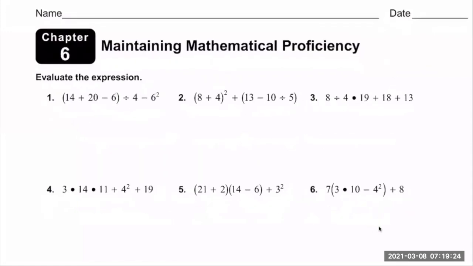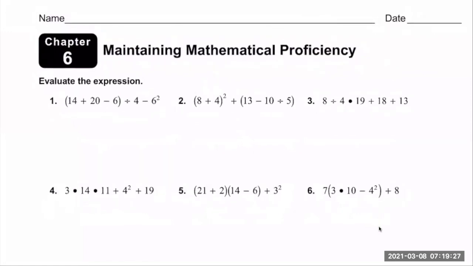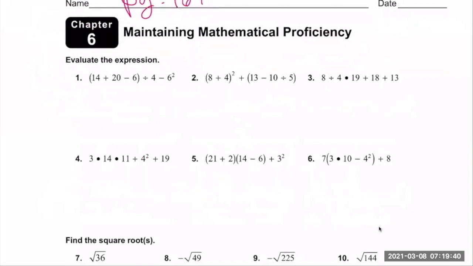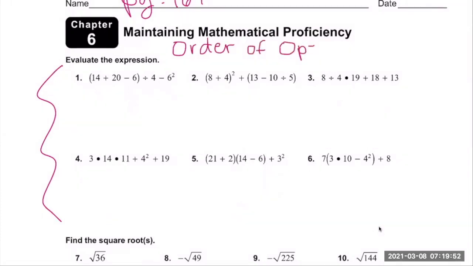Today we are going to be in your student journal going over the maintaining mathematical proficiency at the start of chapter 6. We are on page 167 today. So the first point of this section, numbers 1 through 6, is going through the order of operations. This is something that we have done several times before, but it's always a good reminder to get us back on track of thinking the best routes of going through and answering questions.